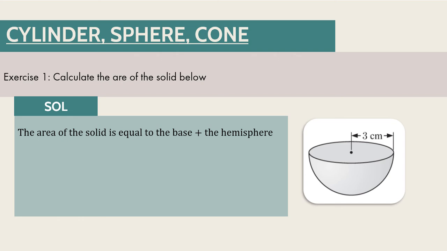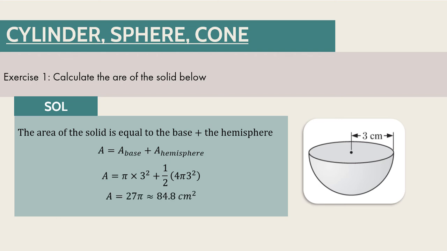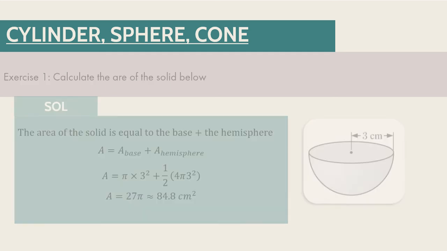Let's check it. The area of the solid is equal to the base plus the hemisphere. The area of the base is simply the area of a circle. Pi times r squared, pi times 3 squared, plus, because we have only half of the sphere, we take 1 over 2 times 4 pi times 3 squared. And after the simple calculation, we can convert it into 27 pi, approximately 84.8 square centimeters.